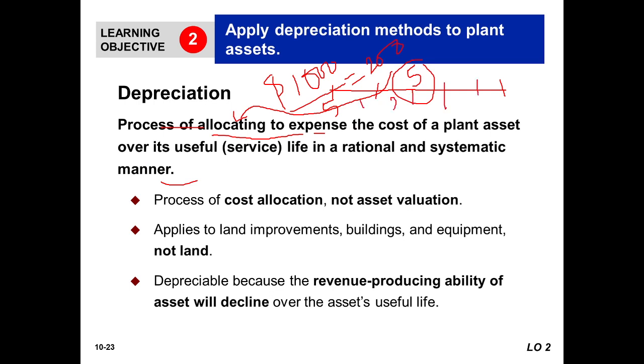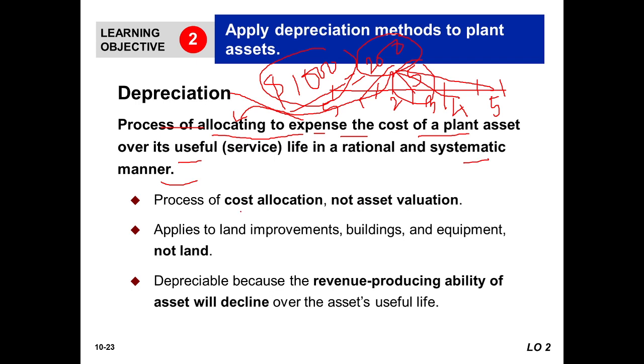Year 1, year 2, year 3, year 4, year 5. Every year it will be $200. So the process of allocating to expense the cost of a plant asset, allocating $200 each year, is the depreciation expense over its useful life, here 5 years, in a rational and systematic manner. Rational and systematic manner depends on company rules and policy.